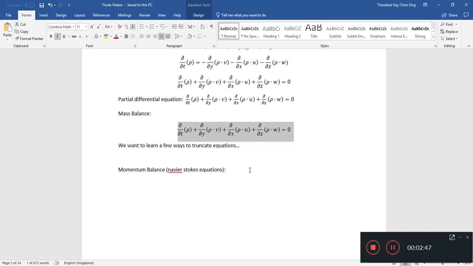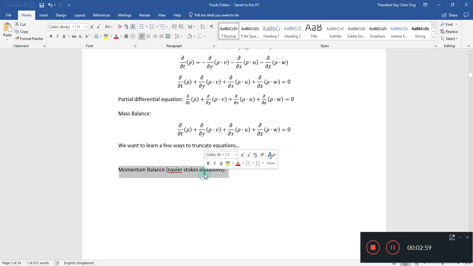Imagine a Navier Stokes equation could have up to 12 terms, or easily more than 10 terms in each equation, and you have 3 of those equations. For momentum balance, we have an x, y, and z direction, or depending on the coordinate system you use, r theta phi or r theta z, if you're talking about cylindrical or spherical coordinates. We can deal with that later. The point you want to take home is that you want to truncate these equations.